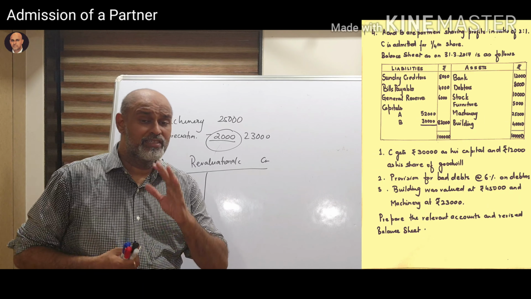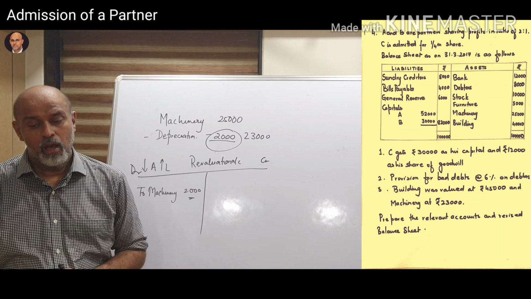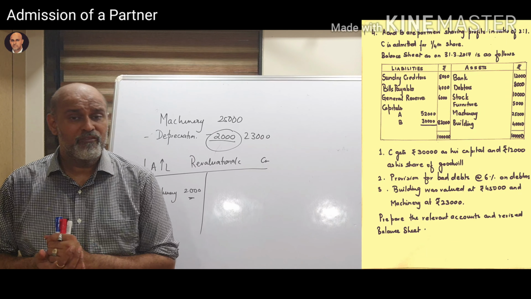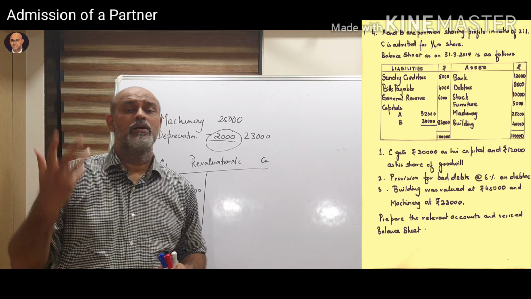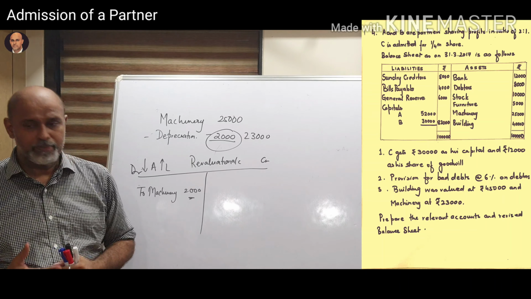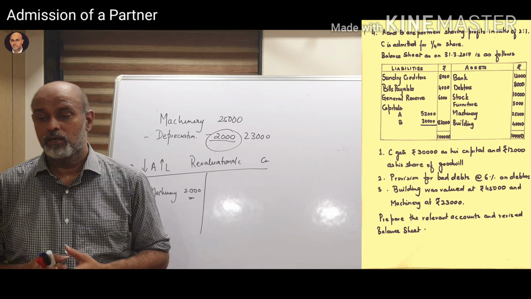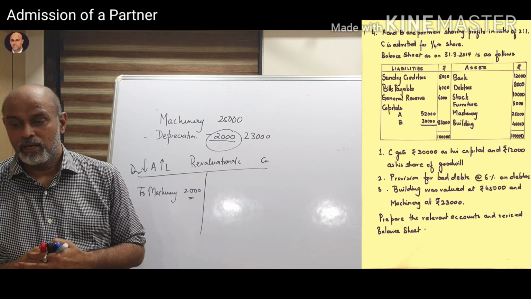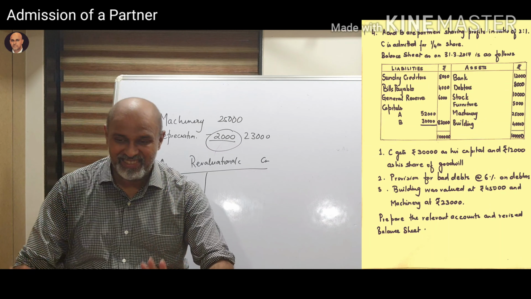So we have finished with all the adjustments. The items which we have not touched at all, we are going to put the value as it is. For example, in this sum, we have got sundry creditors 8,000, bills payable 4,000, and certain items like stock and furniture which we have not touched, so we shall put the value as it is.